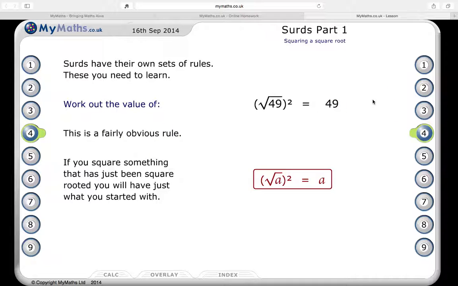I do believe I'm right. Now, this is a fairly obvious rule. If you square something that has just been square rooted, then you'll have what you started with. So our rule is basically a square root squared is equal to the original number, or a square root times the same square root is equal to that original number.